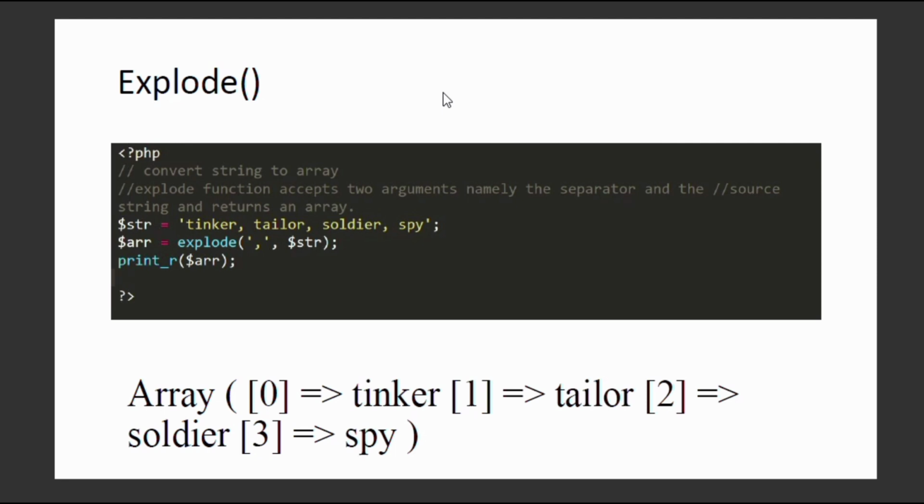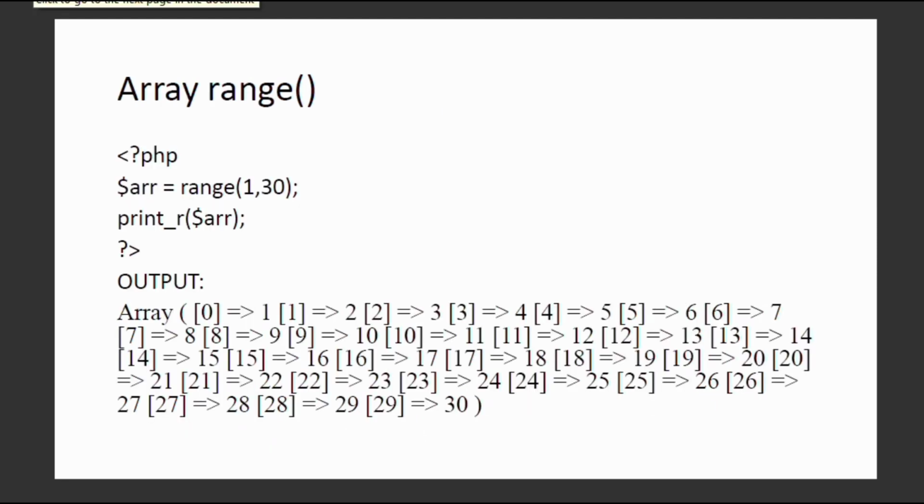Now we will move to our next function, that is range. Range is a PHP function used to create an array containing a sequence of elements like numbers or letters within a given range. Here you can see we have to give a start and end value. Start means the starting value and end means the ending value that we want in that range. Here I have given the range starting from 1 till 30, and when we print it, you can see it prints from 1 to 30.